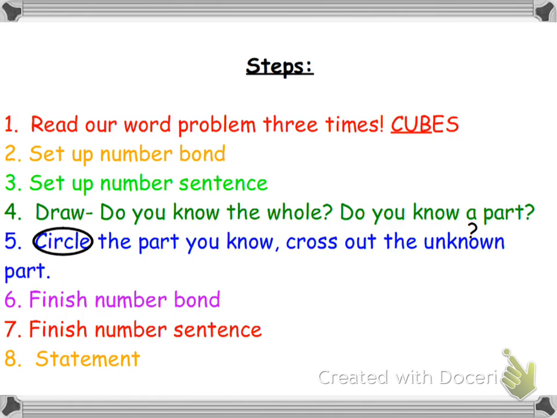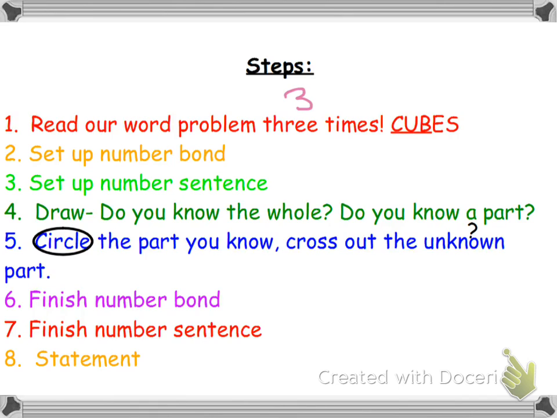Step number 1, we have to read our word problem 3 times and do cubes. Then step number 2, we have to set up our number bond. Step number 3 is we have to set up the number sentence. Step number 4 is we have to draw. Do we know the whole? Yes, draw the whole. Do we know the part? Yes, circle what we know.